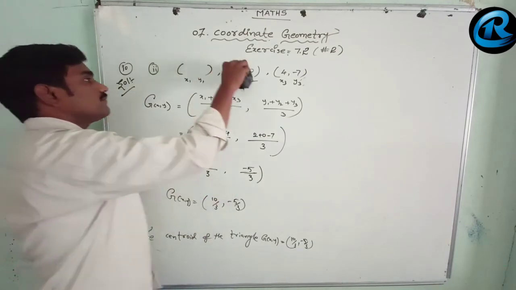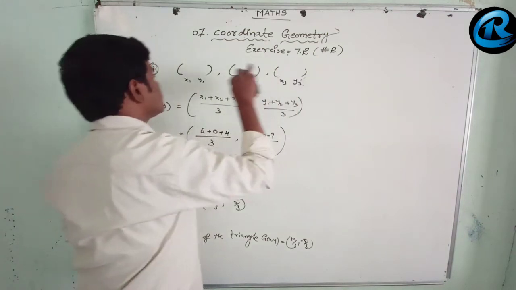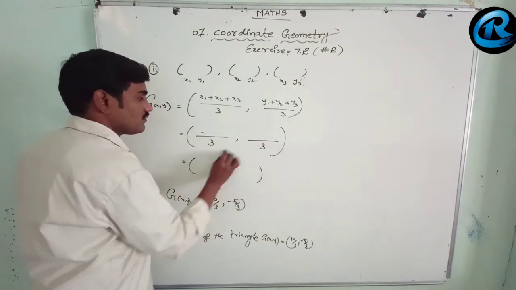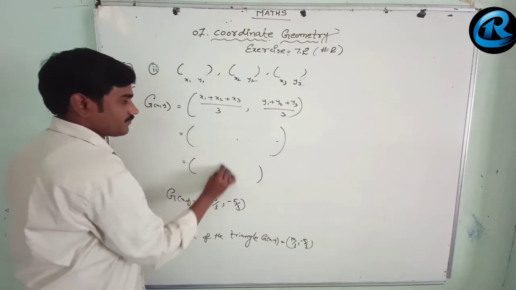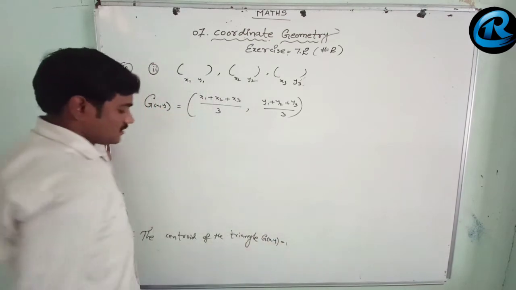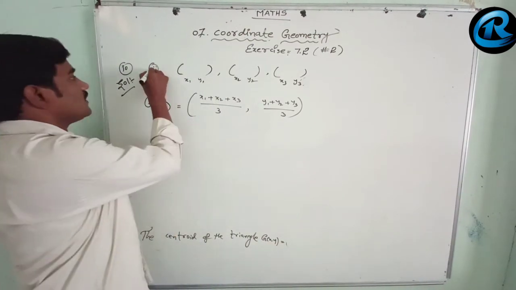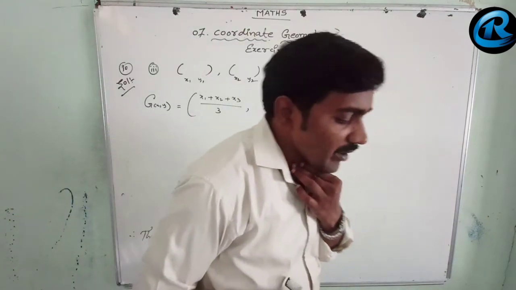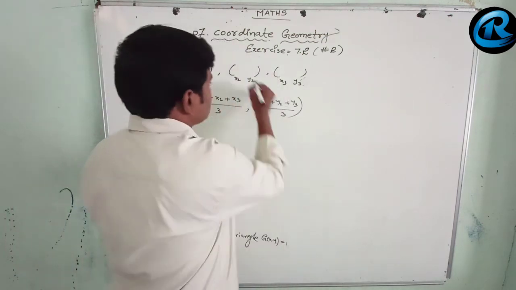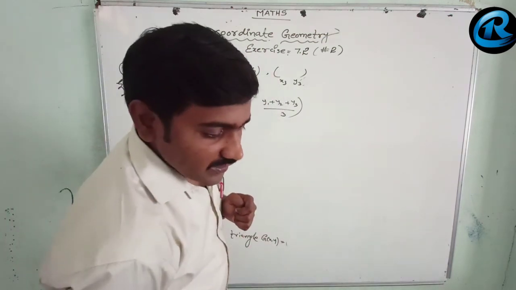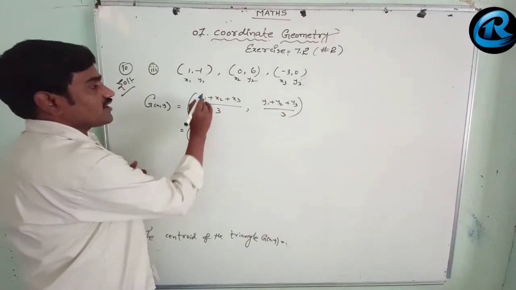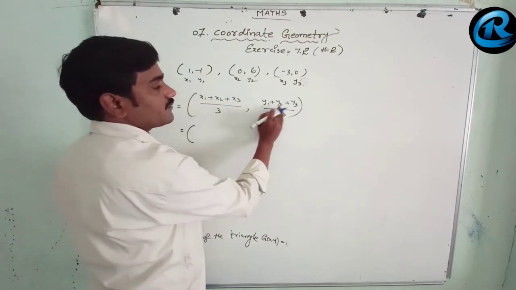And there is question number 3. Let us solve that. We go for question number 3. The points are (1, -1), next (0, 6), and the next one (-3, 0). Let us use the centroid formula: x1 plus x2 plus x3 by 3, y1 plus y2 plus y3 by 3.